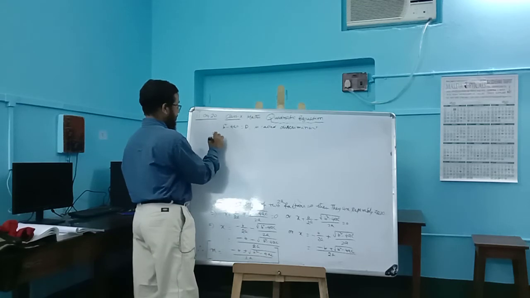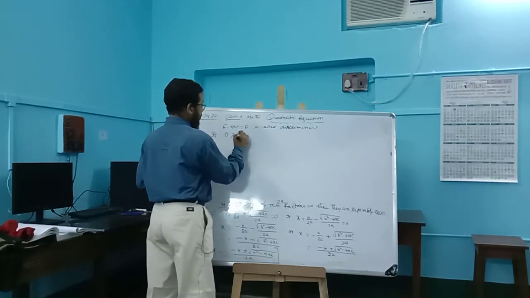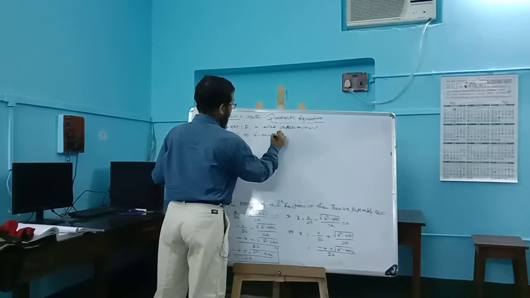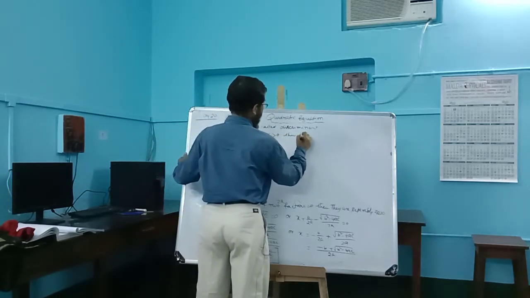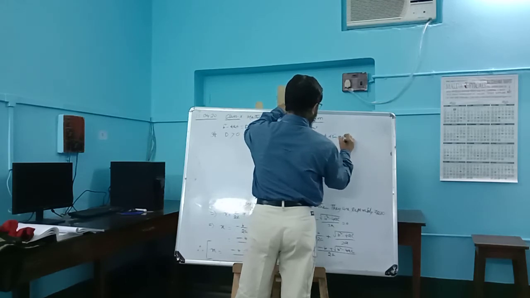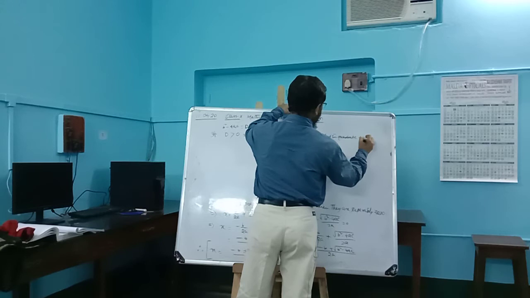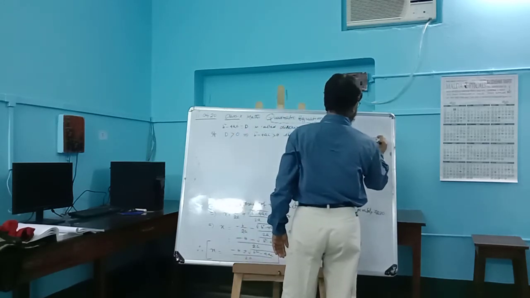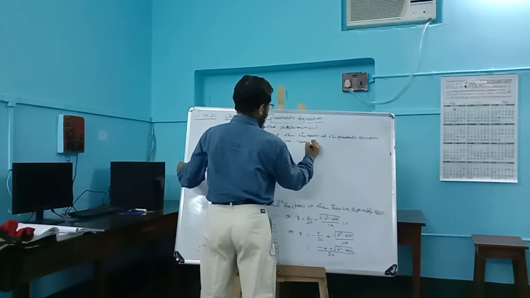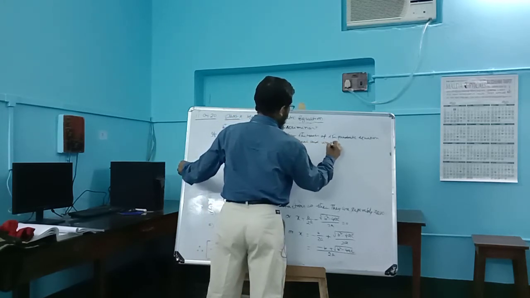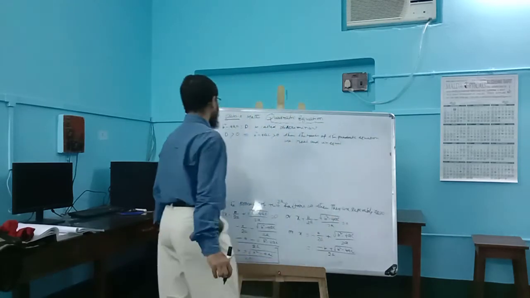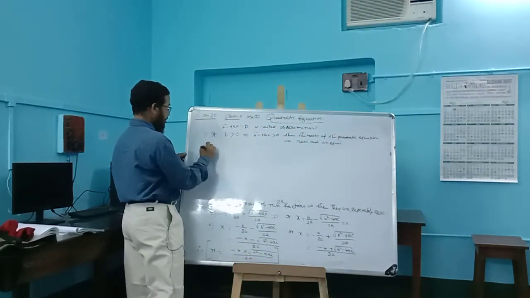If d greater than 0, implies b square minus 4ac greater than 0, then the roots of the quadratic equation are real and unequal, distinct. This is number 1. This is number 2.